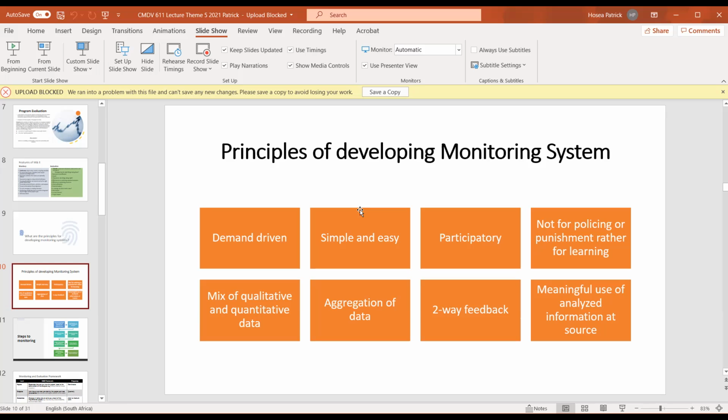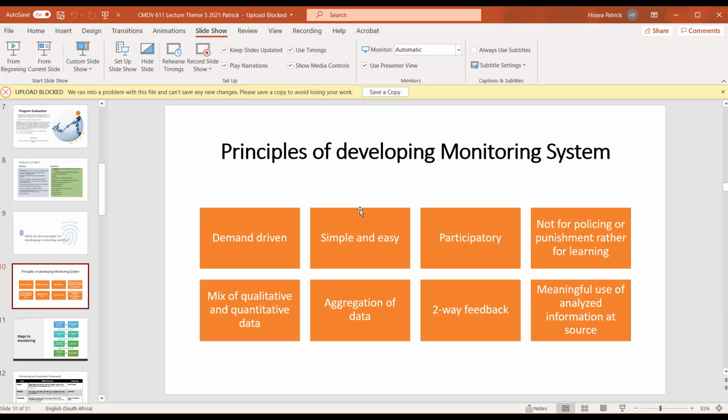Like I said, it should not be authoritarian. It should not be a situation whereby you are the only one. The monitoring system is not only a top-down approach, it should be both top-down and bottom-up. What we mean by bottom-up is that the people at the ground level are able to give feedback to the people at the top level. The people at the top level are also able to give feedback to people at the ground level. So that is how it should operate within the monitoring system. And like we said, it should be meaningful use of the analyzed information at source.